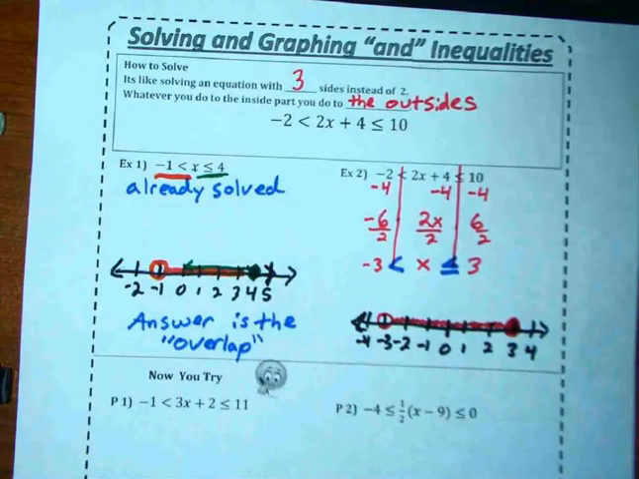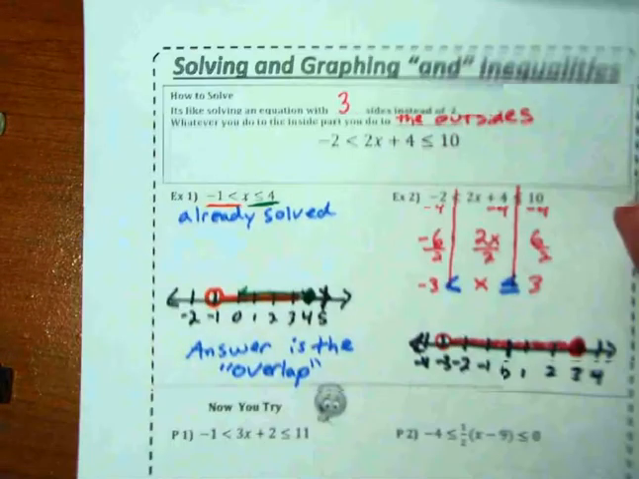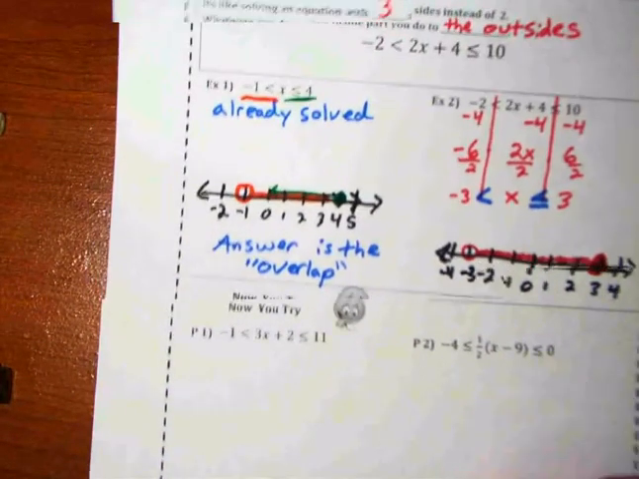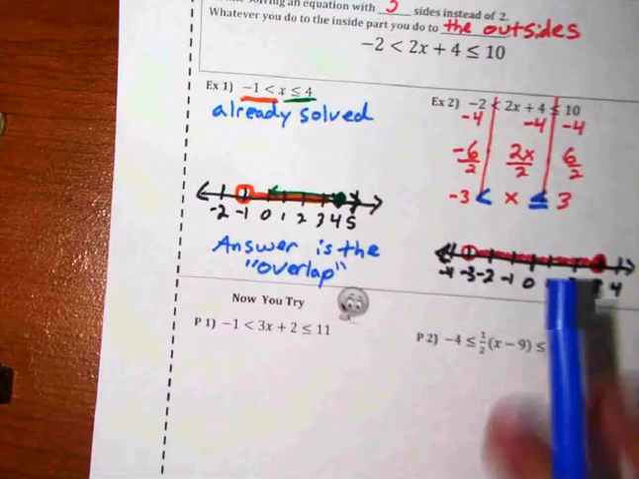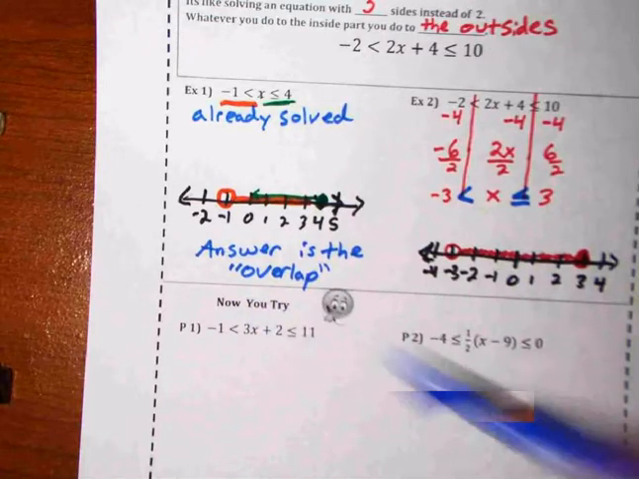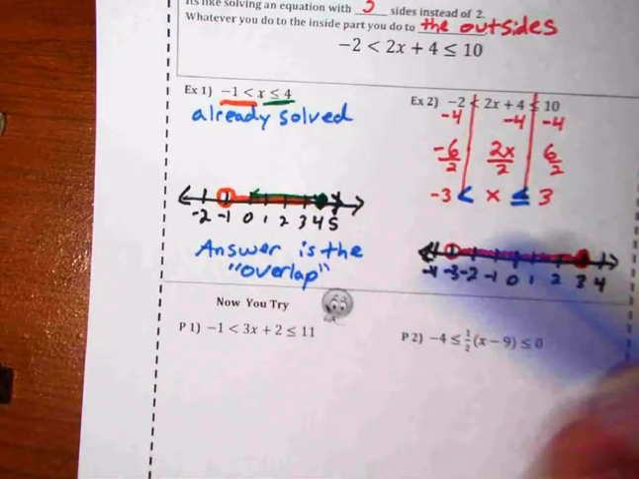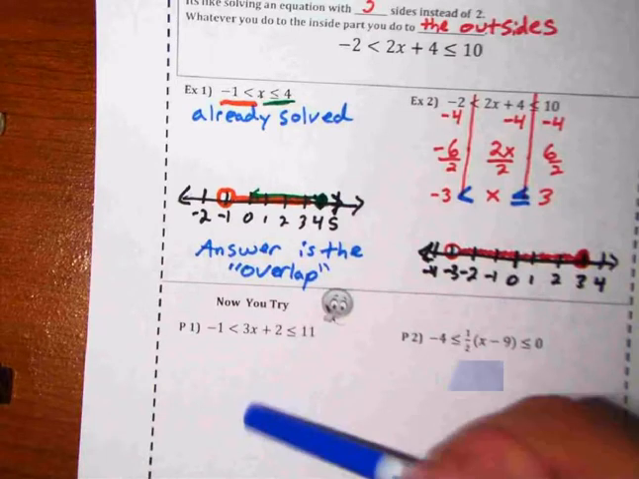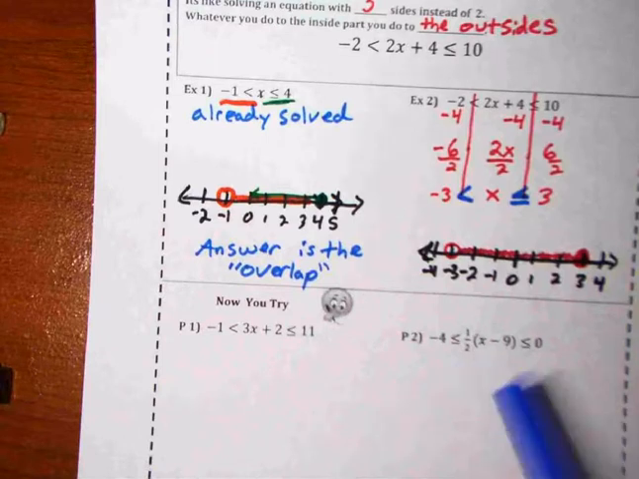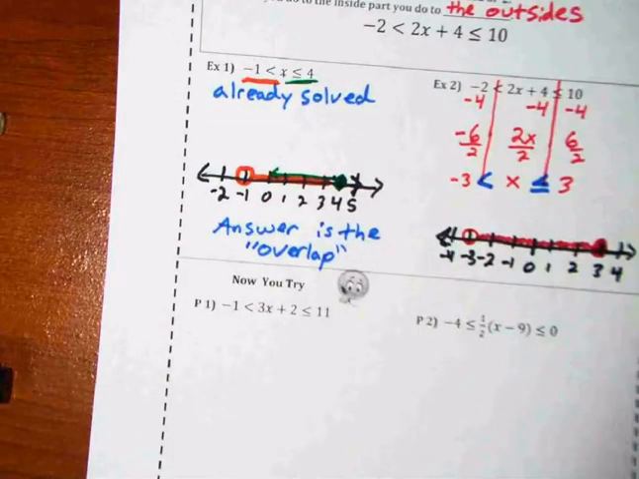Now I'm going to have you try problems down here, P1 and P2. I'm going to ask that you solve them and attempt to answer them before you see the answer. So you'll have to solve number 1, put an answer in, and then you will see the answer. And the same thing for number 2. You'll have to solve it and then you'll see the answer to make sure you have it correct. After you solve them, make sure you have the correct answers written down, and that will conclude your notes on solving and graphing inequalities.